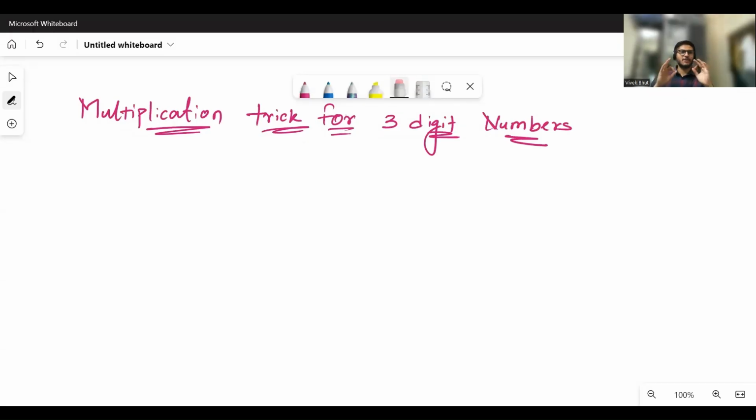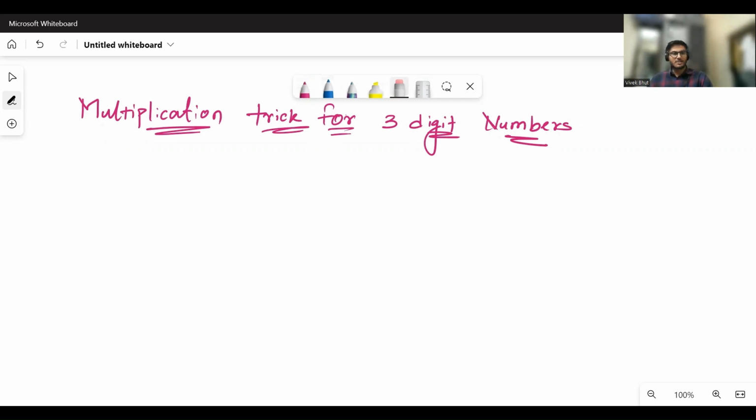So in today's class, we are going to see a multiplication trick for three-digit numbers. Yeah, you heard it right: how to multiply any two three-digit numbers in a real quick time. Okay, so that is what we're going to see in this particular class.